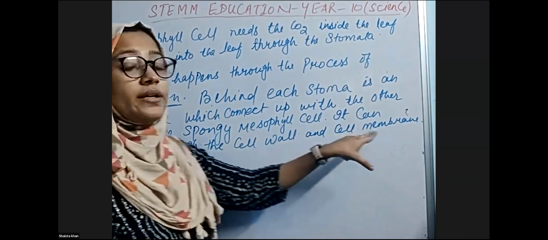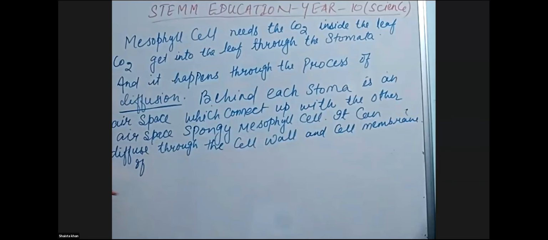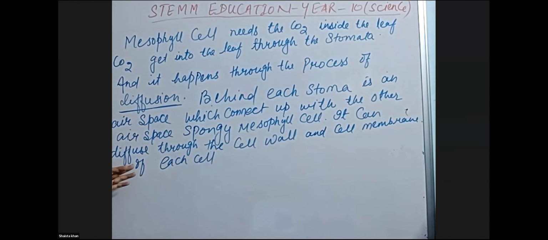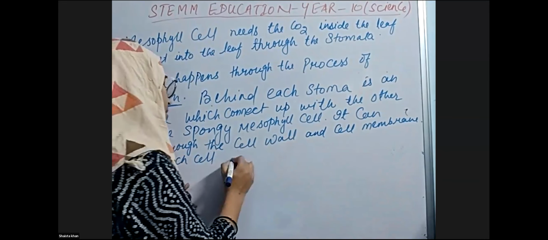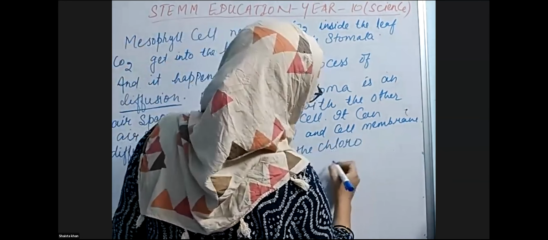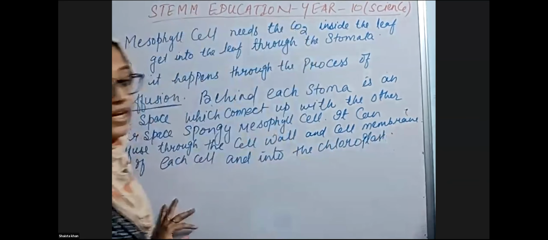Cell wall and cell membrane, where is it present? Outside the cells, the outer layer of each and every cell, and into the chloroplast. Did you get what I have written here?